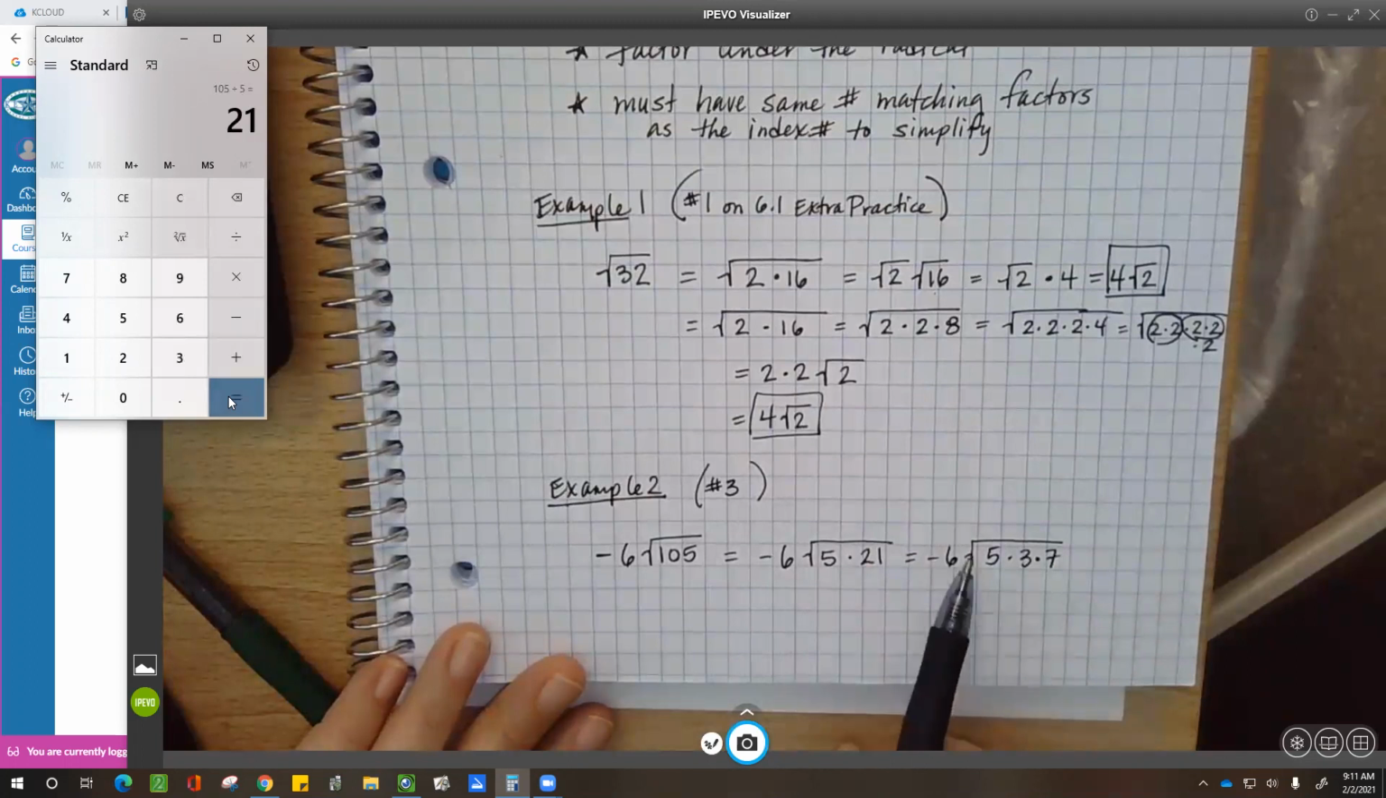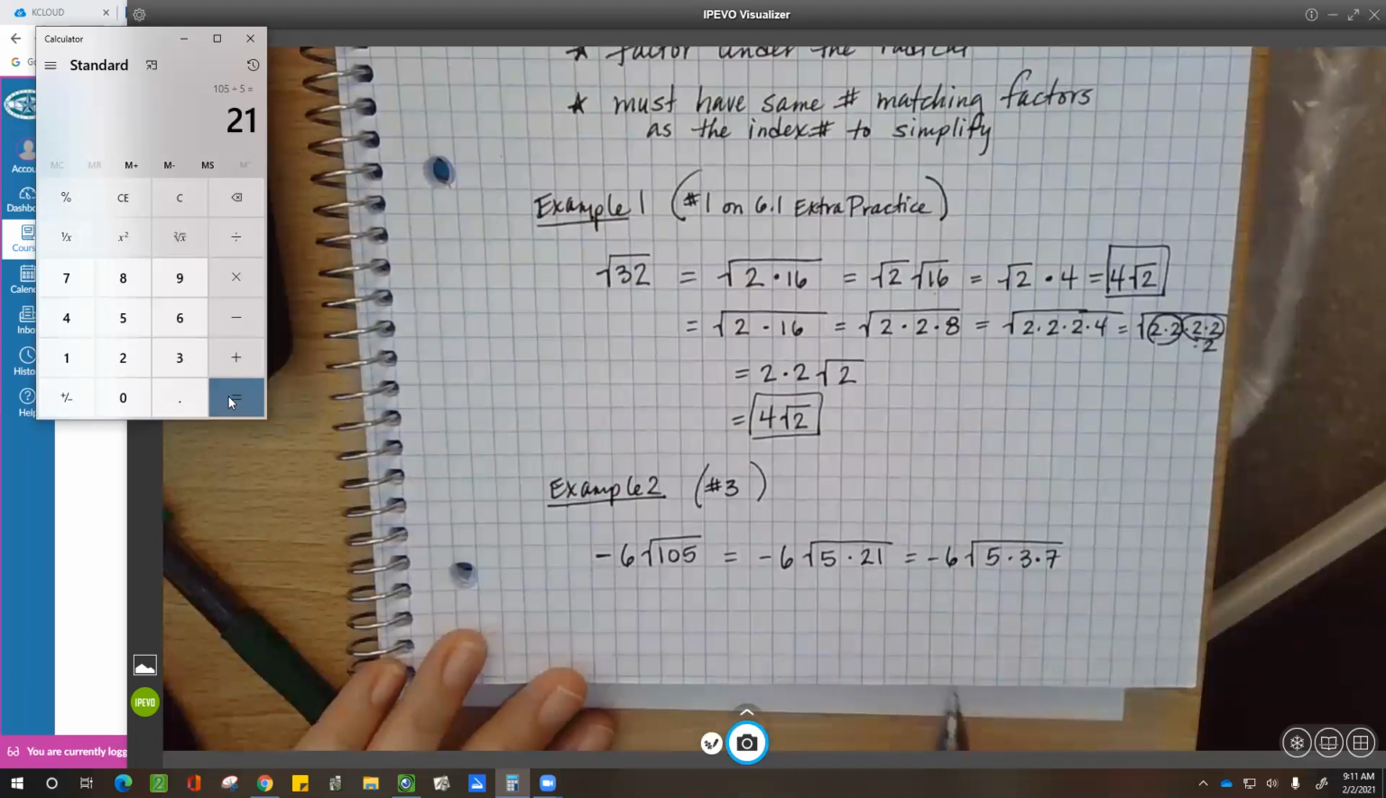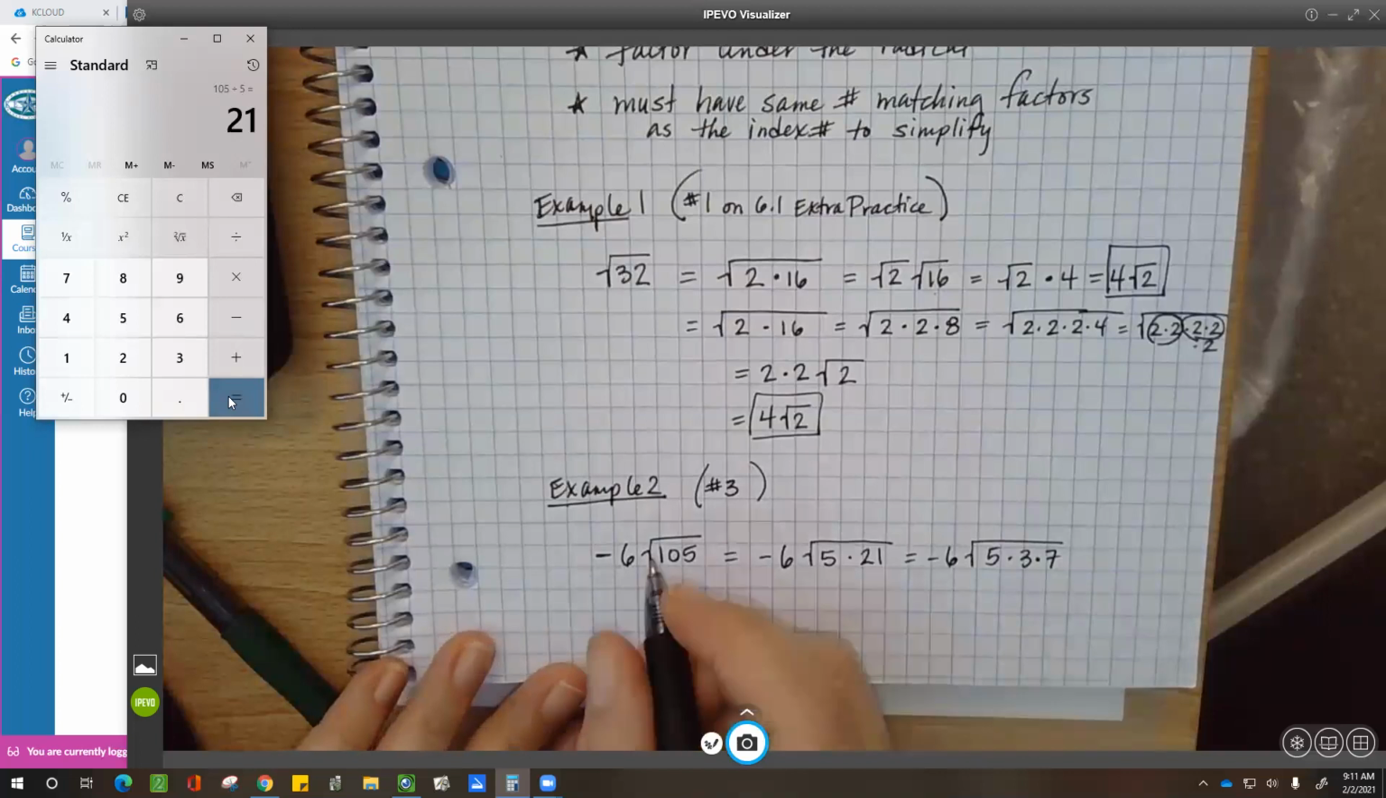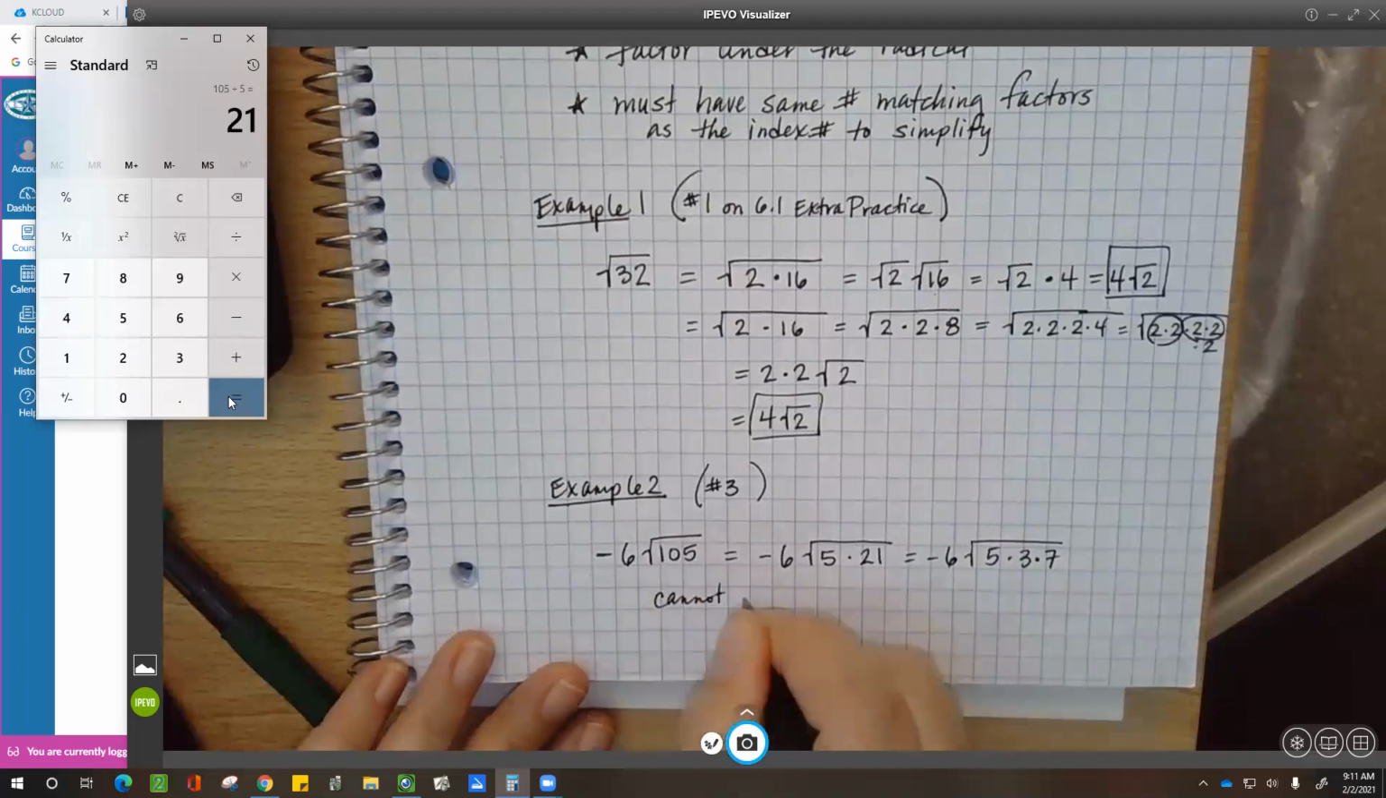-6 square root of 5 times 3 times 7. And I have a square root, so I need 2 matching factors. And I don't have 2. I have a 5, 3, 7. So this one cannot be simplified.